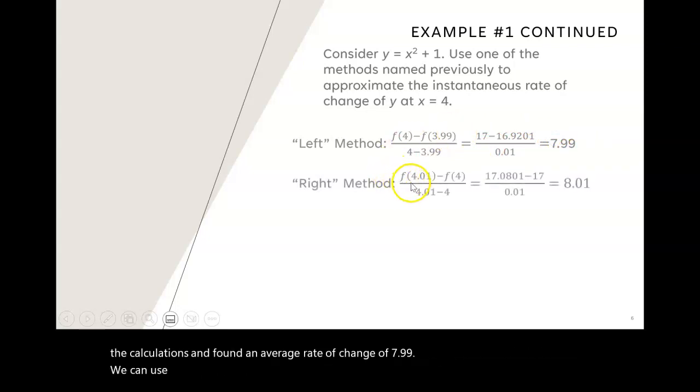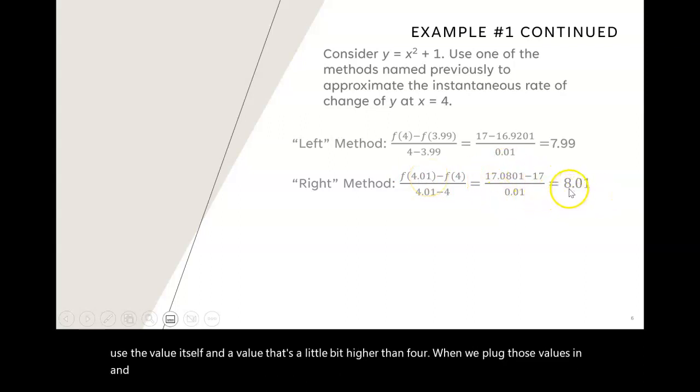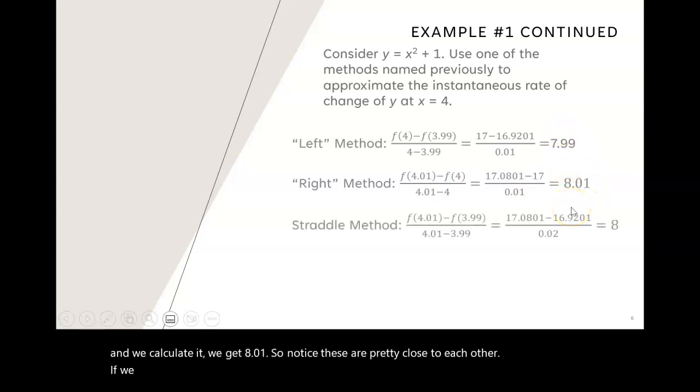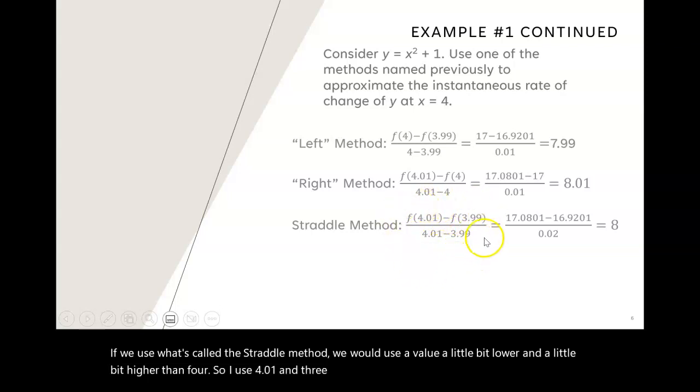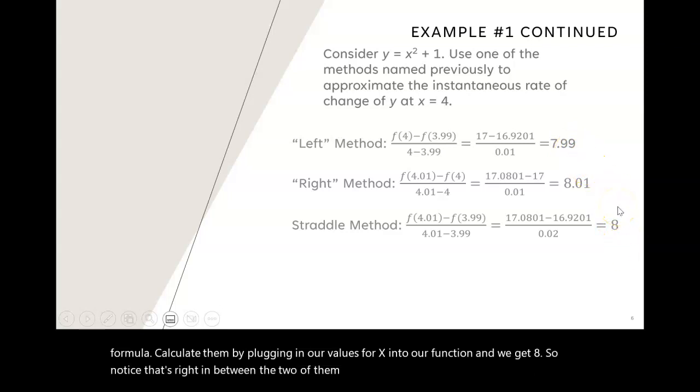We can use the right method. In this case, we use x equal to 4.01 and x equal to 4. So we use the value itself and a value that's a little bit higher than 4. When we plug those values in and we calculate it, we get 8.01. So notice these are pretty close to each other. If we use what's called the straddle method, we would use a value a little bit lower and a little bit higher than 4. So I use 4.01 and 3.99 and plug those into my average rate of change formula. Calculate them by plugging in our values for x into our function, and we get 8. So notice that's right in between the two of them. Maybe not always the case, but it is here.